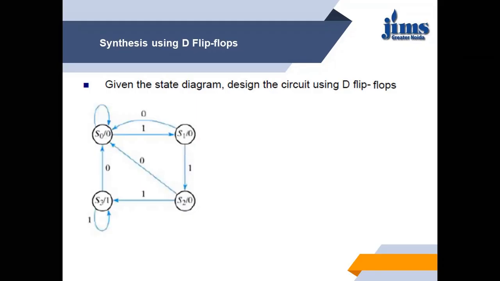So we have 4 states, S0, S1, S2 and S3. And you can see in the state diagram we have written the output on the transition. That means it is a Mealy machine, because the output in a Mealy machine depends on the present state and input. So if in state S0 the input is 0, it will stay in state S0 and the output will be 0, like this.